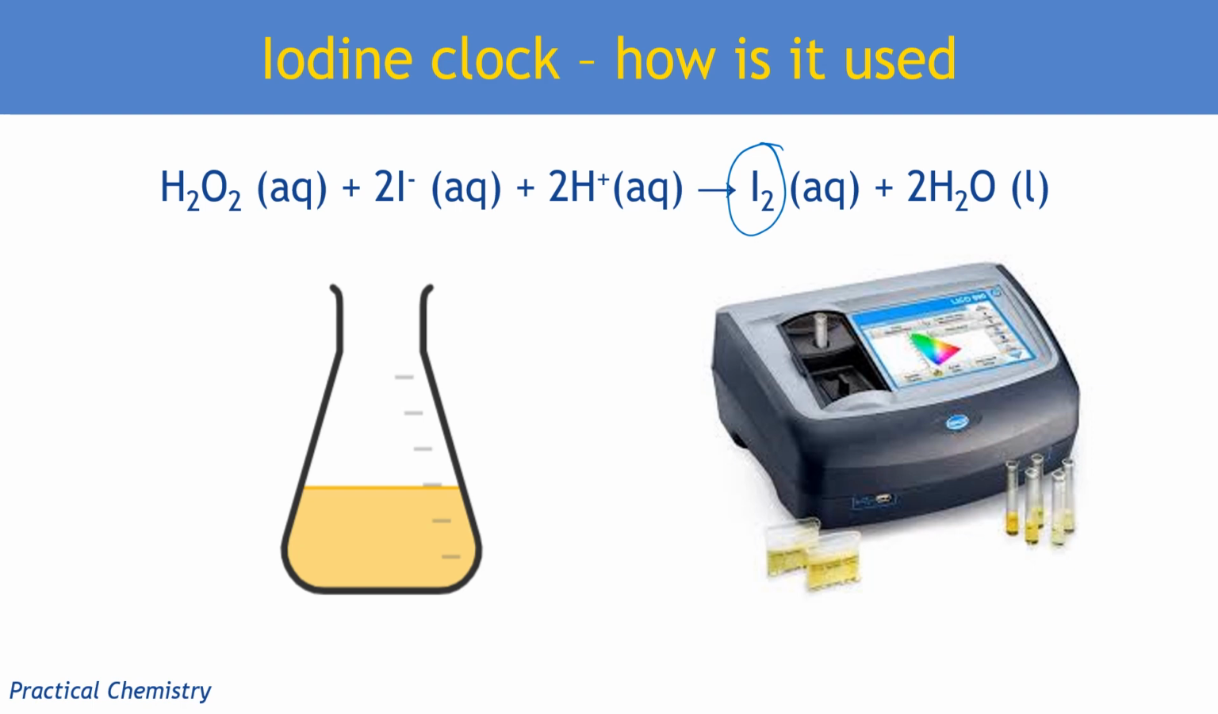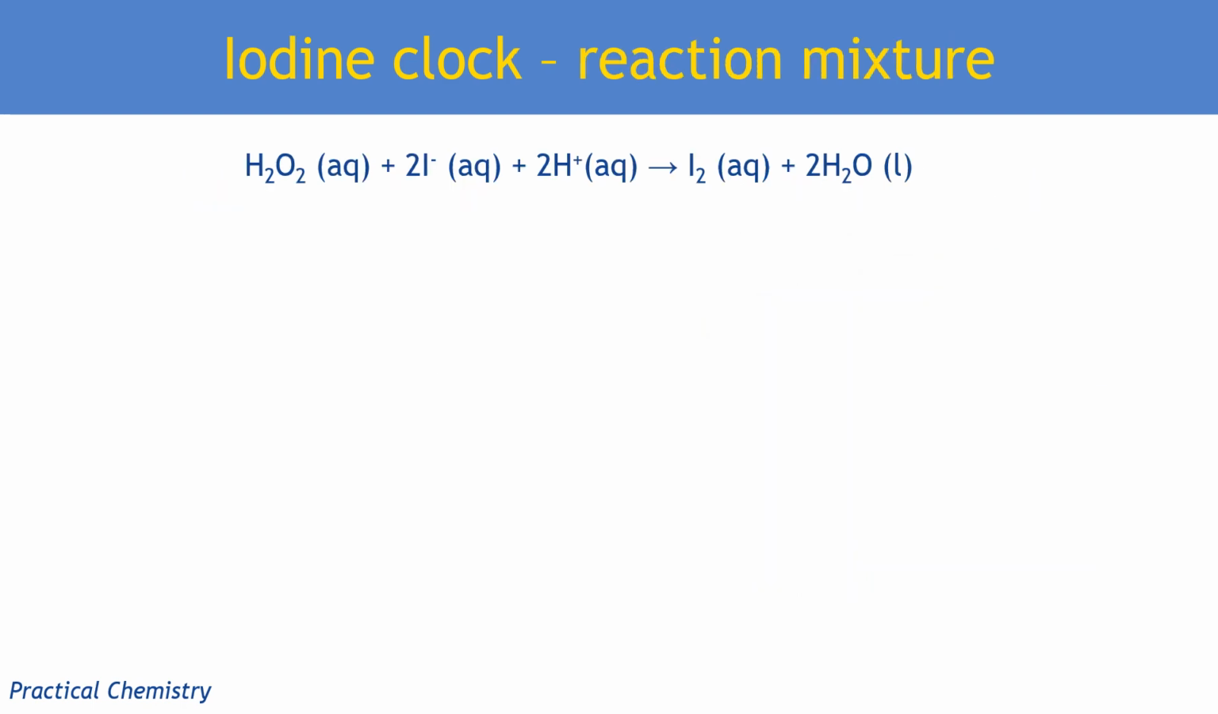However, in an iodine clock reaction, we're not doing continuous monitoring. We're just taking the time it takes for a particular amount of substance to be made. So we've got that reaction. We need to add two other solutions. One is sodium thiosulfate and the other is starch.